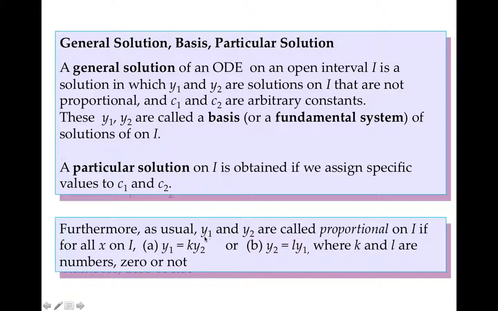So in addition to that, what do we mean when we say y1 and y2 are not proportional? Here's the definition of proportionality. You probably all know it. It just means that y1 is equal to a constant times y2, or y2 is equal to a constant times y1. K and L are numbers. They can be 0. And so what happens here is these two are essentially the same solution if they're proportional. So once again, y1 and y2 to be a basis set have to be not proportional.